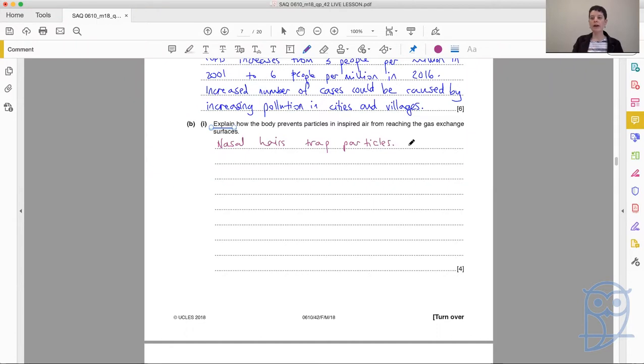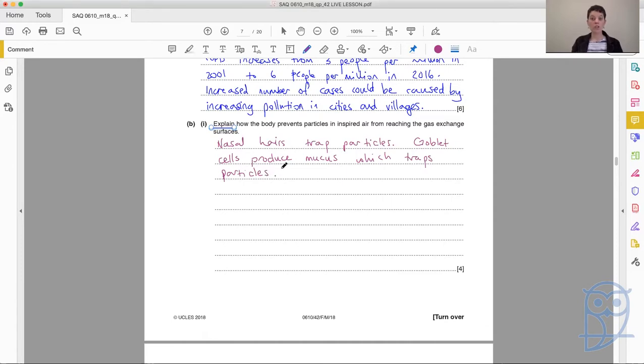The other big way of stopping the particles getting all the way through is, of course, the mucus. But we need an explanation, not just mucus stops the particles. Where does that mucus come from? So remember, it's our goblet cells. Goblet cells produce mucus, which traps particles.